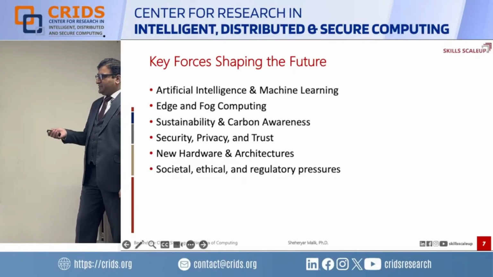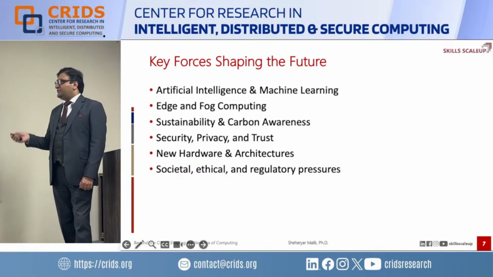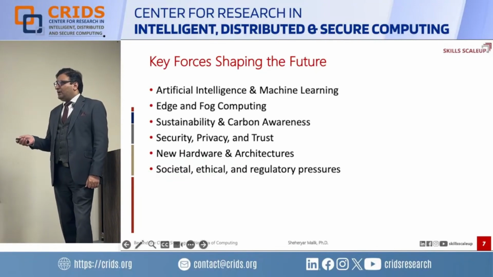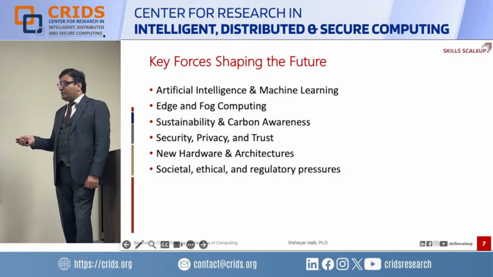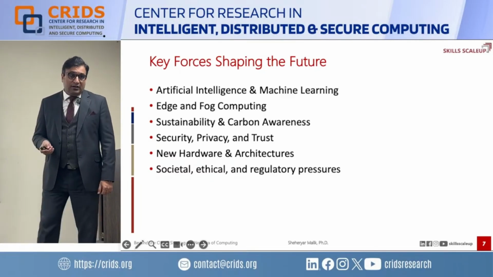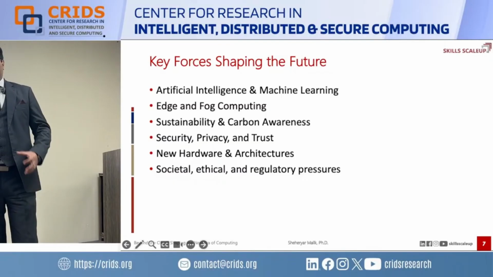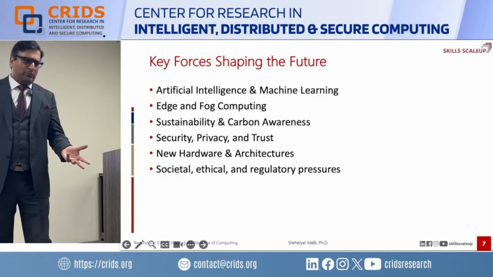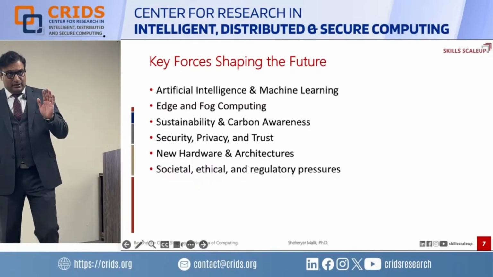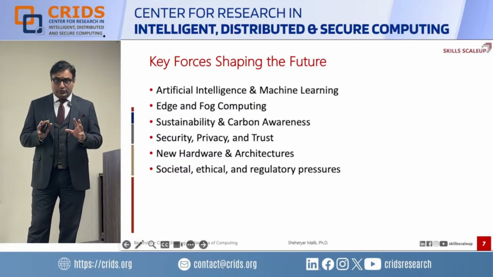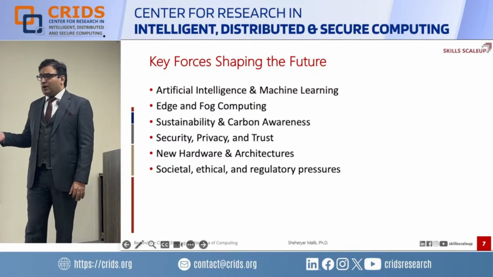So the key forces, like I said before, which are now shaping the future, are artificial intelligence and machine learning, with a lot of advanced models. Then edge and fog computing, security, privacy, and trust issues, and new hardware and architecture. Now they are emerging very quickly. If you go back almost a decade, in terms of hardware diversity, the pace was very slow because the need was not very high. There were traditionally CPUs, and we had a few GPU models used only for specific use cases. But now, with the emergence of AI workloads, there is a huge need for new hardware and new architecture.